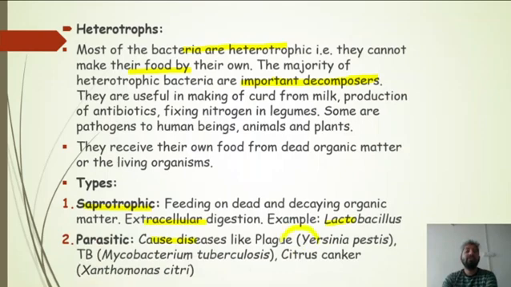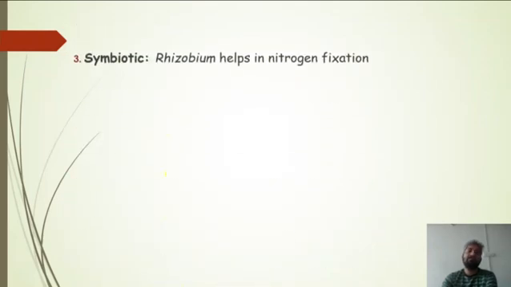The causative agent of plague is Yersinia pestis. TB, Mycobacterium tuberculosis. Citrus canker is a disease caused in the plant citrus, and the causative agent is Xanthomonas citri. Then symbiotic bacteria can be there, like Rhizobium. It helps in nitrogen fixation with the leguminous plants, associated with the roots of leguminous plants.